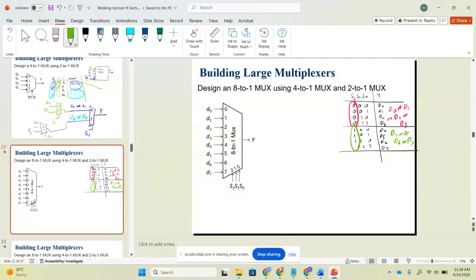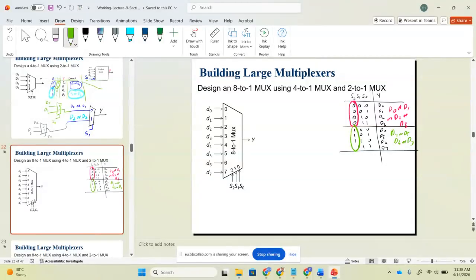2 to 1 or 4 to 1? I think 4 to 1. No, because there is only one select line. S2 is one select line. You're not getting my point.